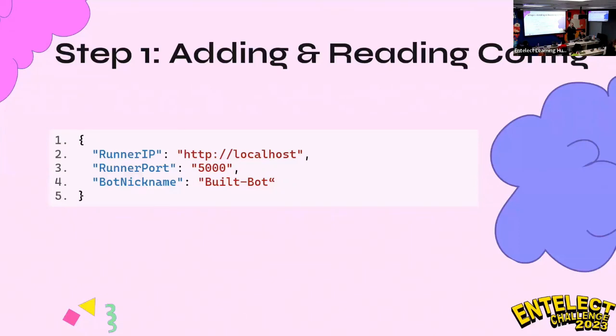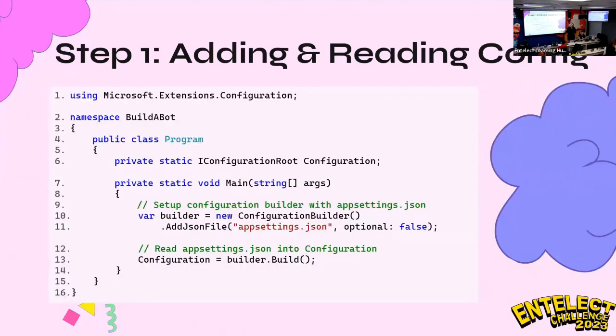Then in our Program.cs file, we basically delete whatever else is inside. We create a new class with a configuration variable, as well as a main function. We then set up a configuration builder and add the appsettings.json to it as non-optional. So we make sure that it is required. And then we use the build method to read the configuration into our variable there.